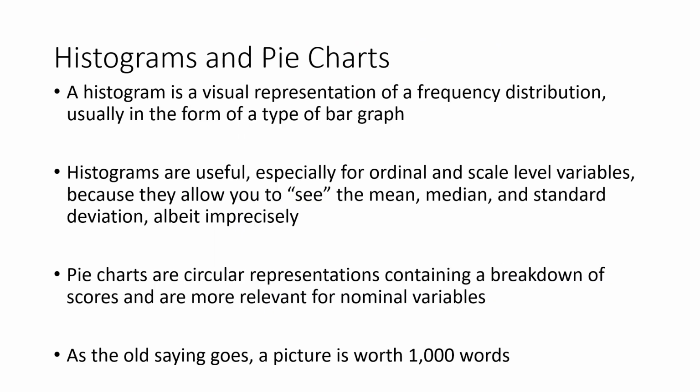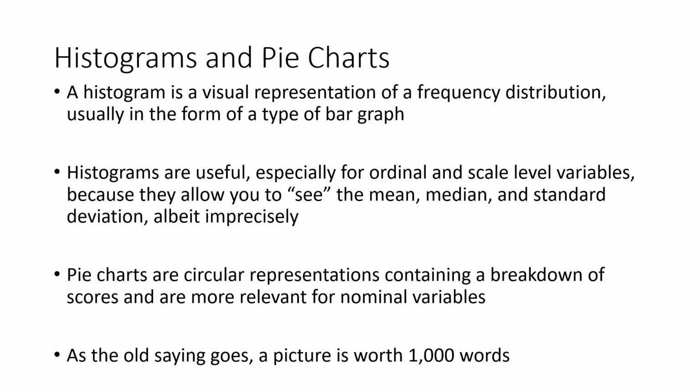Two of the most common forms of graphical representations of descriptive data include the histogram and the pie chart. And we'll look at each of these briefly now. So a histogram is defined here as a visual representation of a frequency distribution, usually in the form of a type of bar graph. So on the previous slide, we looked at a frequency distribution, and what we can do is take those data and essentially describe them visually in the form of a histogram. And you'll learn about what a histogram looks like. I'll show you an example in the next slide.